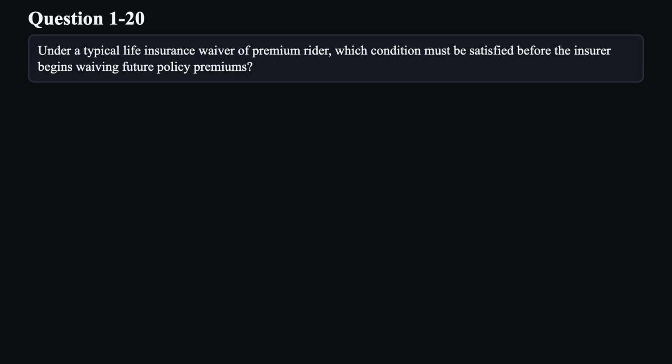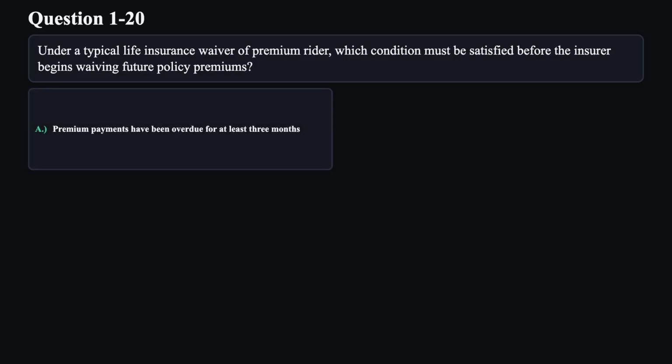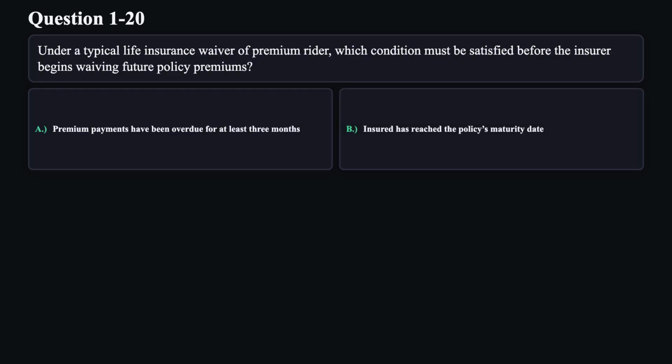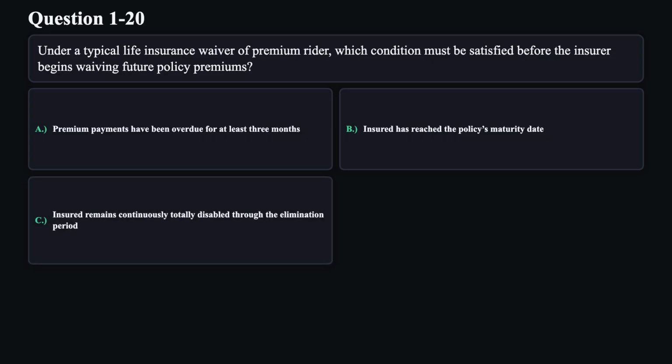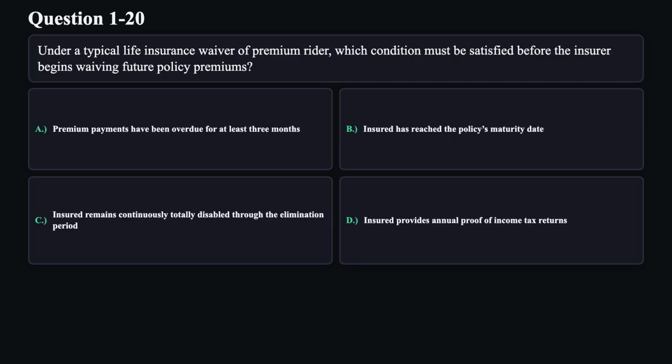Question 20. Under a typical life insurance waiver of premium rider, which condition must be satisfied before the insurer begins waiving future policy premiums? A. Premium payments have been overdue for at least 3 months. B. Insured has reached the policy's maturity date. C. Insured remains continuously totally disabled through the elimination period. D. Insured provides annual proof of income tax returns.